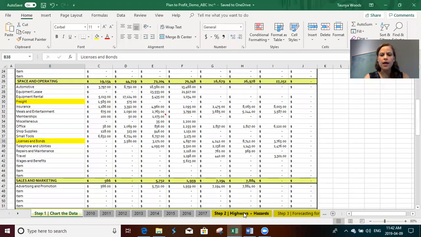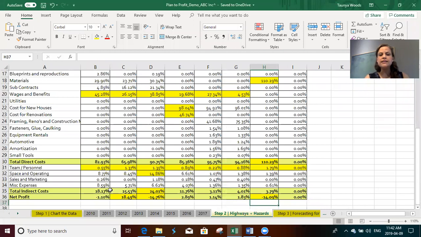So here's what I want to show you, is that when we go back over here and we do the highways and the hazards, this isn't the greatest example because these guys were guerrilla marketers all the way. Referrals, handshakes, one of the partners is actually brilliant at building relationships. But oftentimes with sales and marketing, especially if you're doing trade shows and you're traveling, you can see sales and marketing expenses come up to 4, 5, 6, 7%.